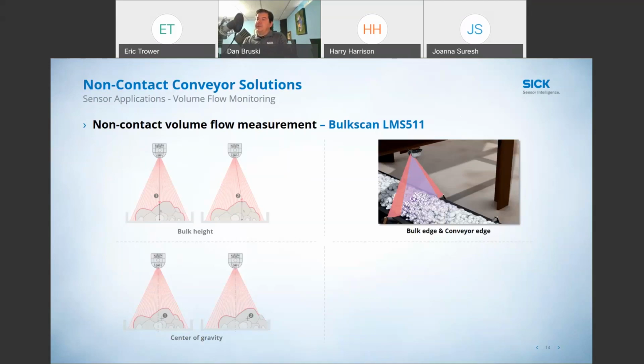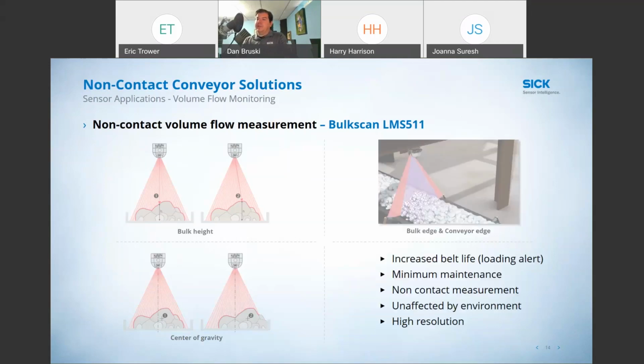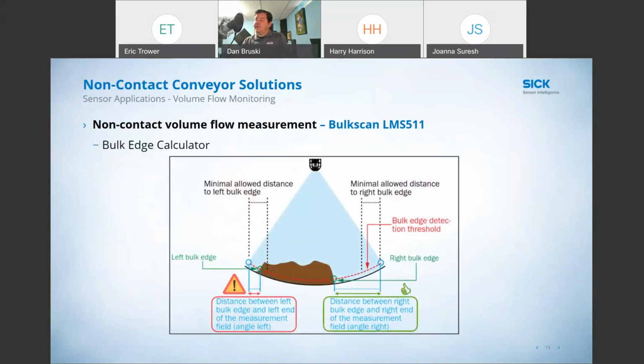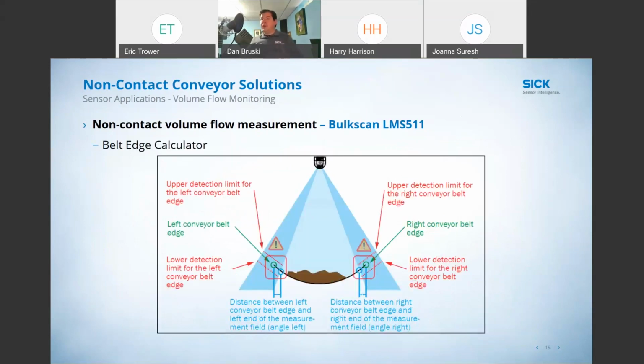Bulk scan also detects an uneven loading of the material on the belt by calculating the center of gravity of the load. The bulk scan also monitors the edge of the conveyors and how close the material is to the edge. Doing so, expensive conveyor belt wear is reduced, belt life is increased, and maintenance is minimized. All of this is achieved by using just one maintenance-free, non-contact measurement device on top of the conveyor. So we know the amount of material going by, where the material is on the conveyor, how much material is on the conveyor, how tall the material is, and we even track the edges of the belt so we can see if we're starting to see some slippage or rolling up or down the rollers.